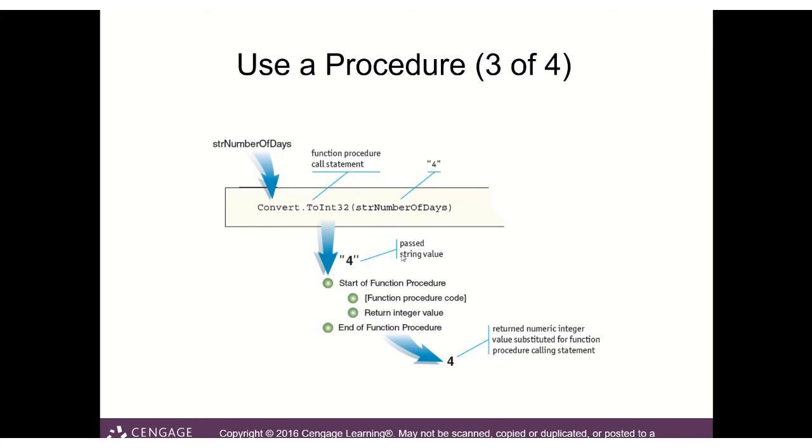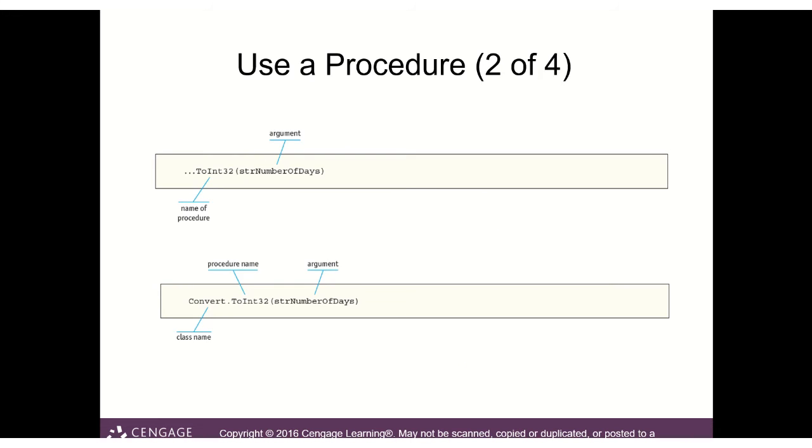What it does basically is pass a string value to the function procedure code, whatever it is, return an integer value, end the function procedure, and the numeric integer value is substituted for the function procedure call statement. So this is a function procedure. ToInt32 is a function procedure. Remember, if you have a function procedure, then you can assign it to an appropriate variable or identifier. In this case, this is a function procedure that returns an integer, so that's why you can assign it to an integer as shown here.